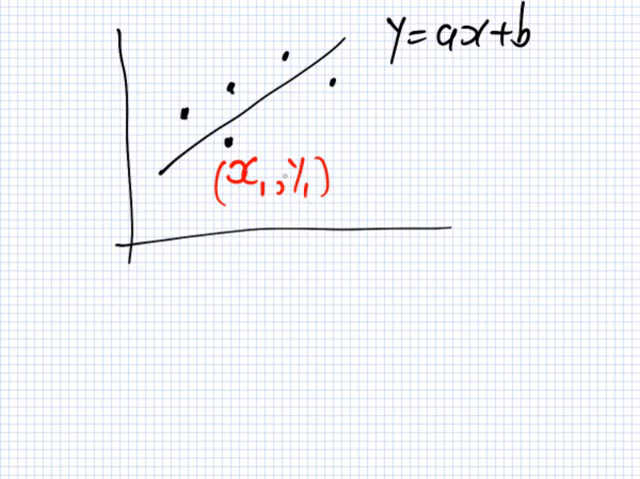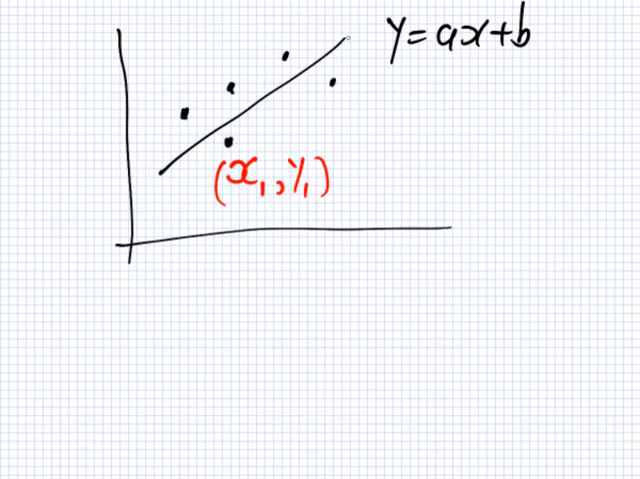In other words, why is this line better than this line? Or why is this line better than this line? What makes this the best line? Why is this the best? Can anyone try and explain that? You all feel happy that if I drew this line, that would be bad. And if I drew this line, that would be bad. So what makes this line the best? Near the dots. Near the dots, yeah.